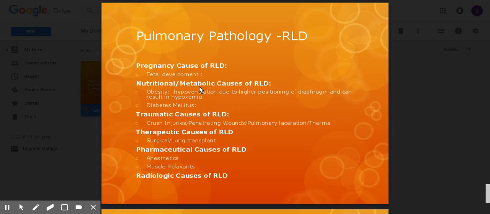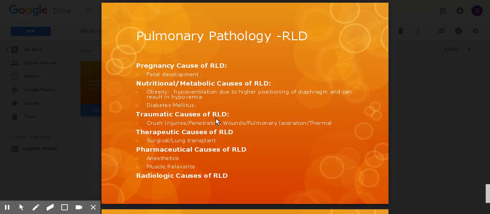There are nutritional metabolic causes for restrictive lung dysfunction. Obviously, obesity can result in hypoventilation due to that higher positioning of the diaphragm, due to the increased adipose tissue in the abdomen, and obviously can result in hypoxemia in severe cases. Diabetes is also listed as a potential causative factor due to the higher incidence of infections and the higher incidence of cardiovascular problems seen in patients with diabetes.